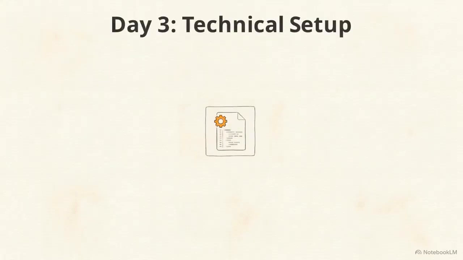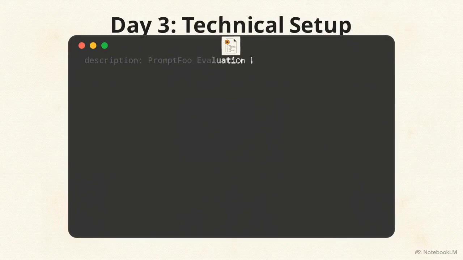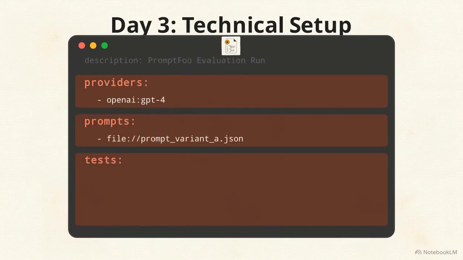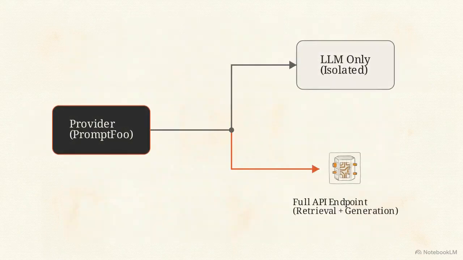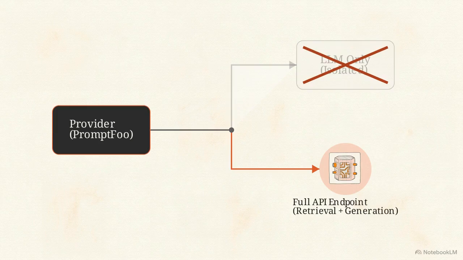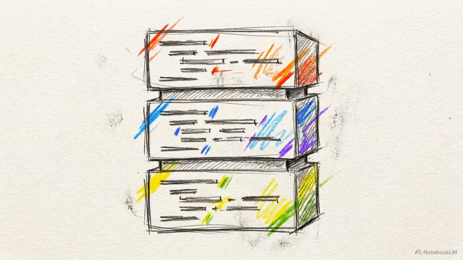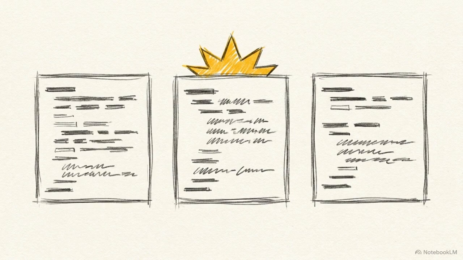On day 3, you write the PromptFoo YAML file. You will configure 3 main sections: providers, prompts, and tests. This diagram shows the required routing. You must point your provider at your full API endpoint. You are testing retrieval and generation together, not just the language model in isolation. Next, you stack multiple system prompts in the YAML file. This allows you to run your current production prompt alongside new variants simultaneously to see which performs best.